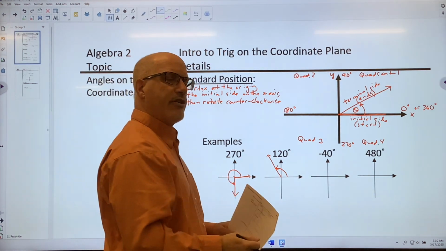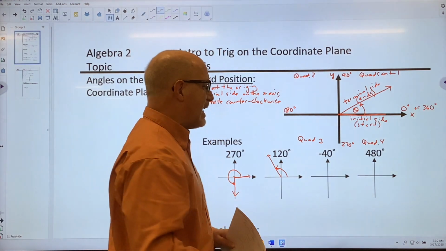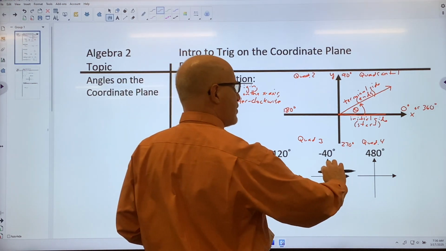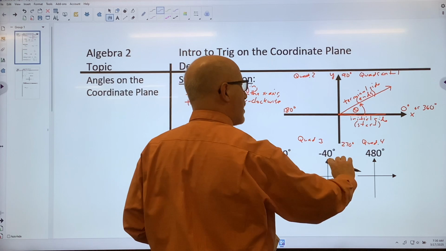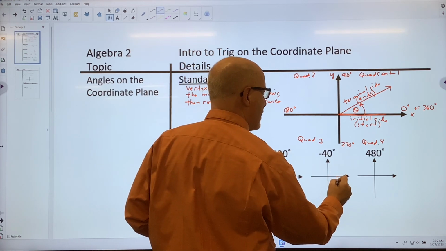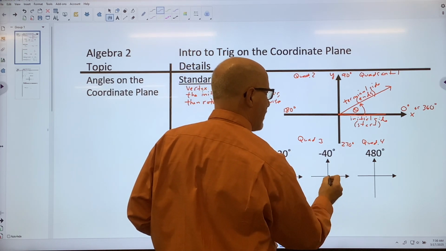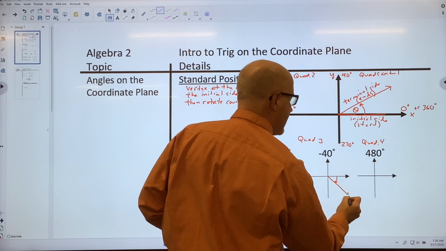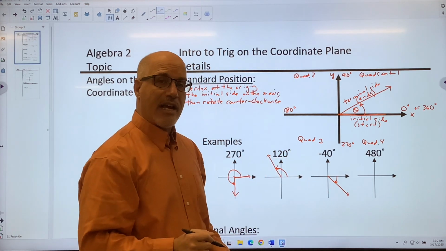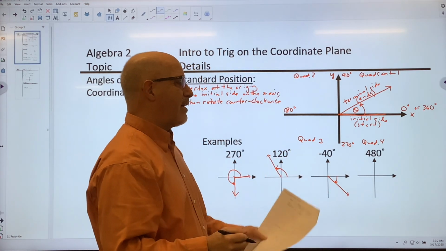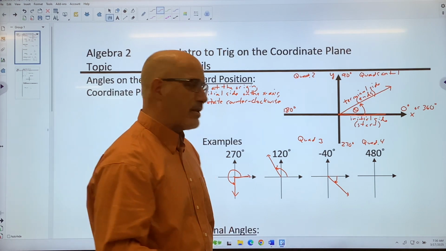What if we wanted to do a negative angle? A negative angle is where you start here, and instead of going counterclockwise, you go clockwise. So it would end up going this way 40 degrees. That would be my negative angle. And then lastly, what if I have 480? What if it's more than 360?